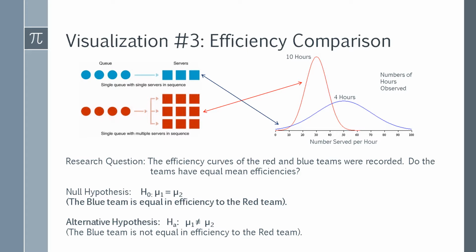So in my visualization analysis here, it seems as though the red team has 30 served in 10 hours. The blue team, 50 served in 4 hours. So the mean of the 30 for the red team and the mean of the 50 for the blue team is not equal. I would reject the null hypothesis.